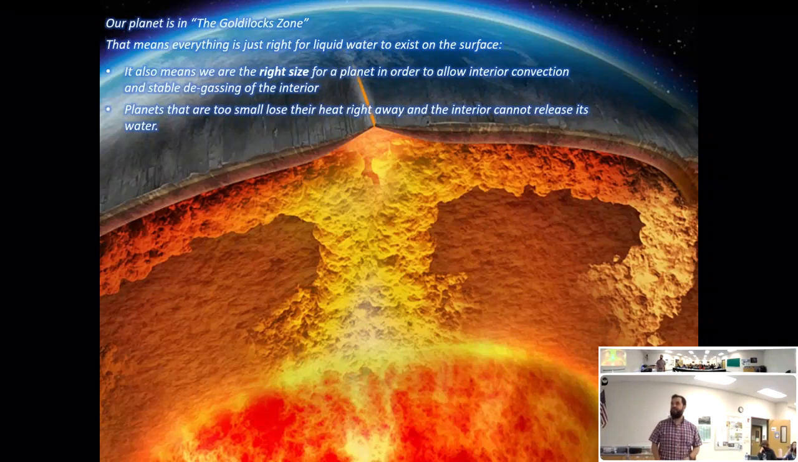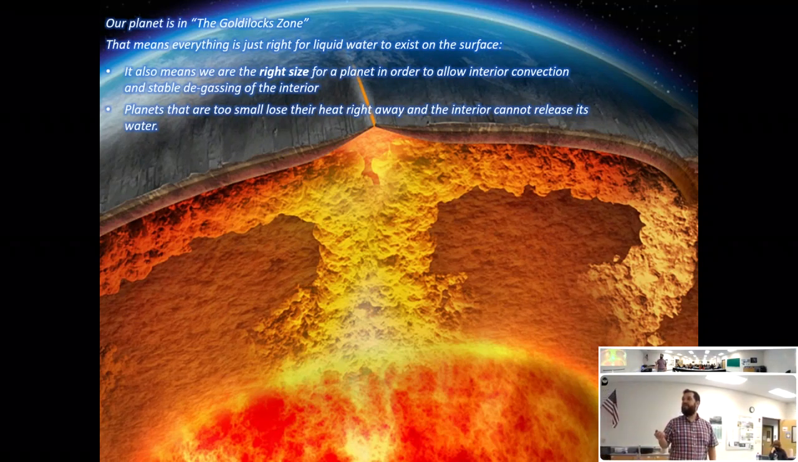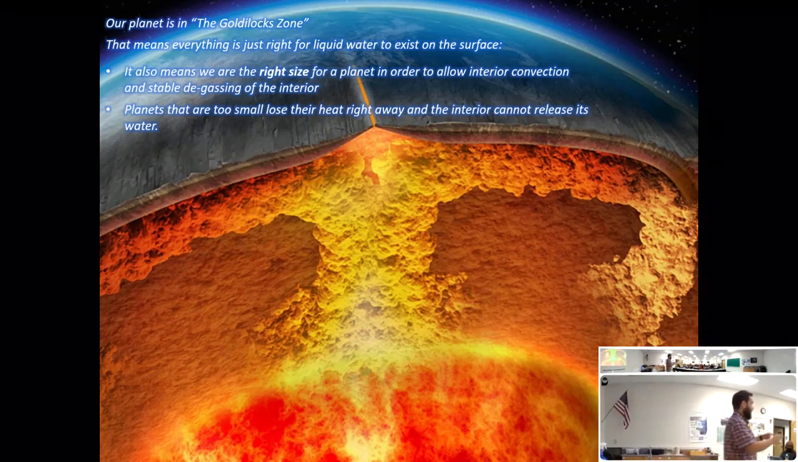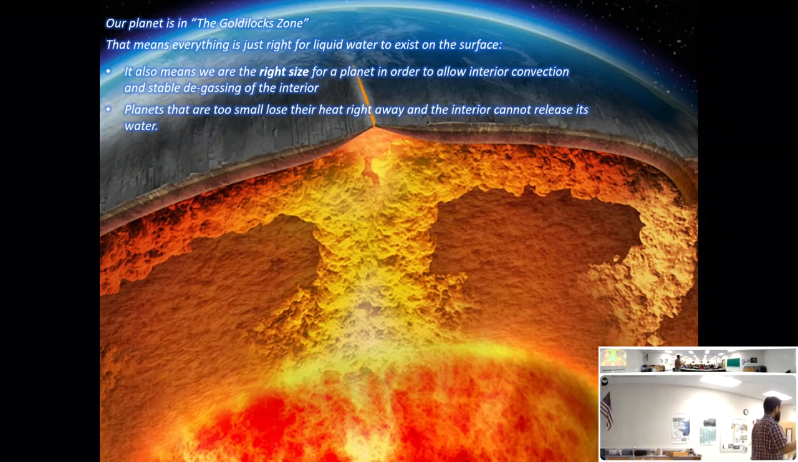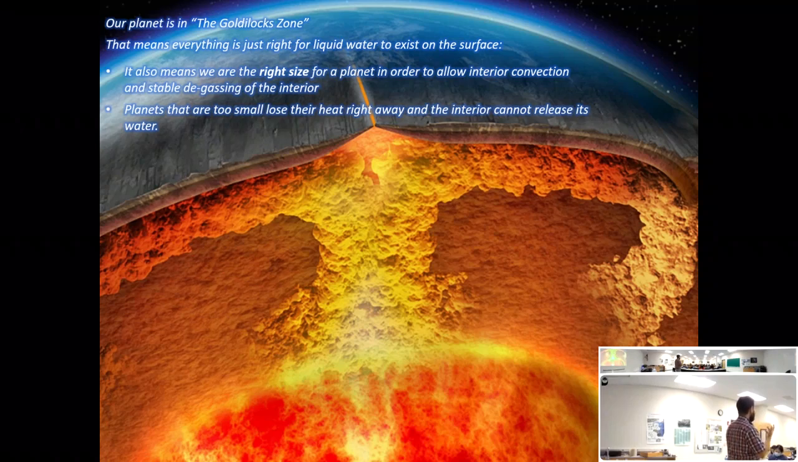Anyway, all right, so everything's just right for liquid water, right size. It allows for interior convection and stable degassing of the interior. So that's another thing. What's happening in our mantle all the time? You already learned this. It's convection, right? And we just happen to be the right size to allow mantle convection. Because if we were too small, what would happen? All the heat would be lost from our planet very fast.